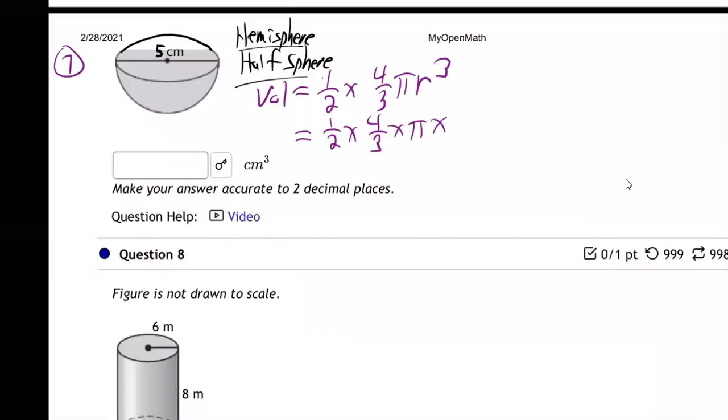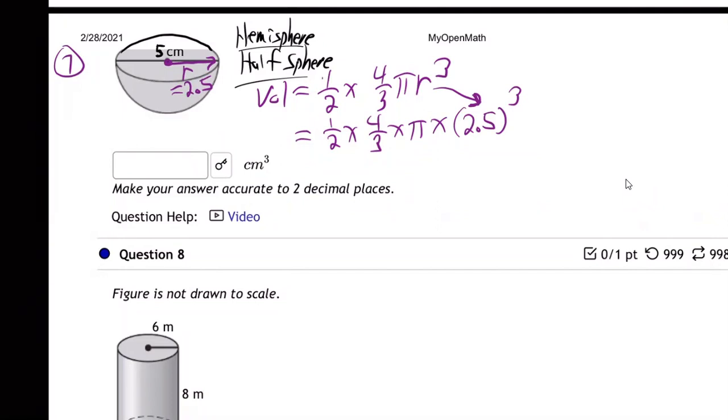What's the radius? Well, remember, the radius is always how far from the middle to the edge, right? The radius is always halfway across a circle or a sphere. So the radius is going to be just 2.5, right? Half of 5 is 2.5. So it's going to be 2.5 cubed, isn't it? The radius. Okay, so then what's that?